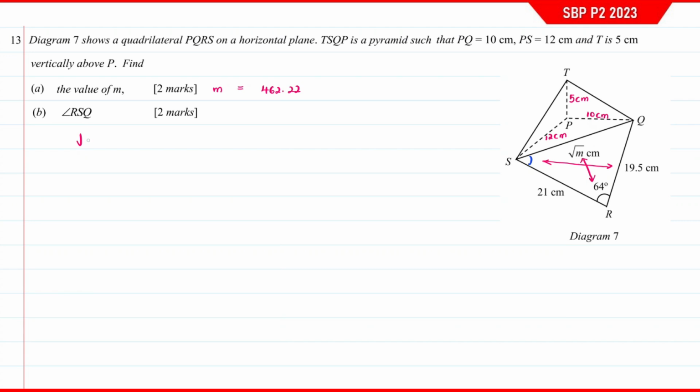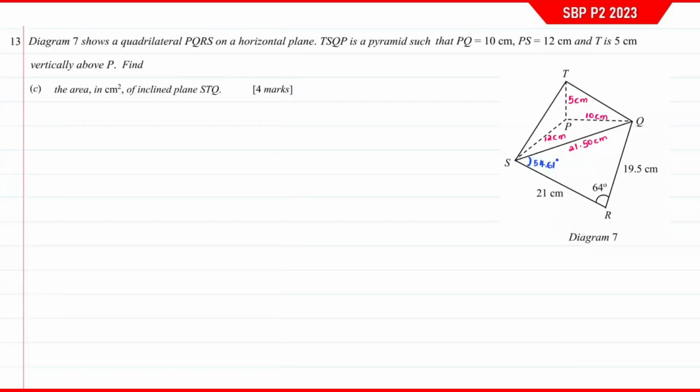So first, the square root of 462.22 is equal to 21.50. So using the sine rule, 19.5 over sine angle RSQ is equal to 21.50 divided by sine 64 degrees. Solve this, the angle RSQ is equal to 54.61 degrees.